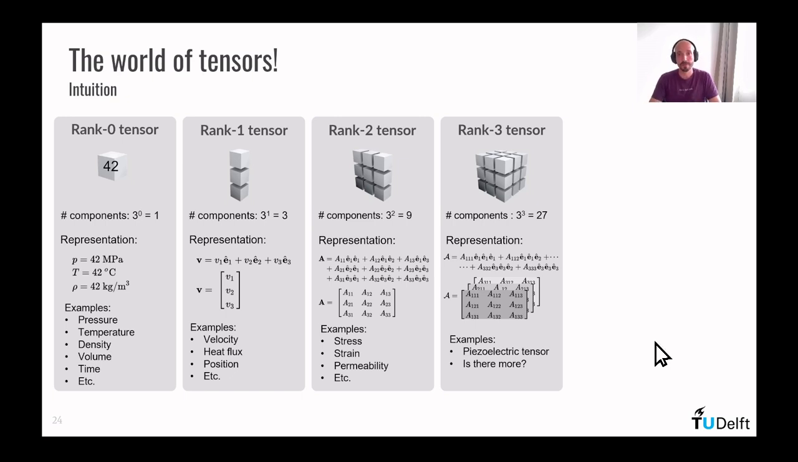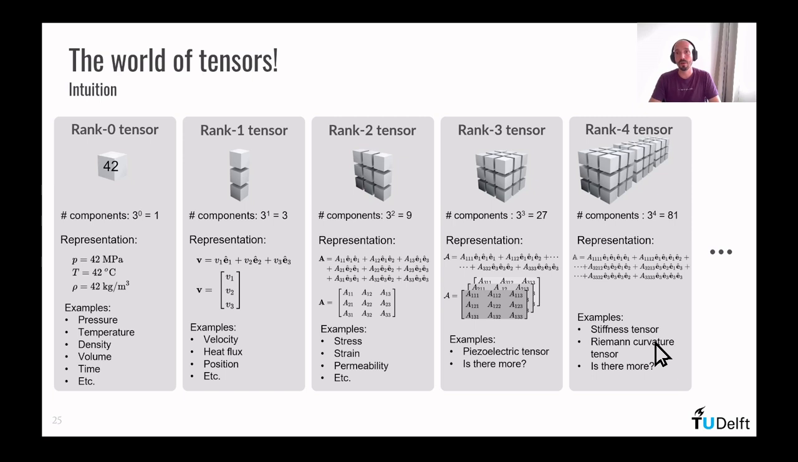Now, a rank 4 tensor has 3 to the power 4, which is 81 components, and the representation is like this. Each component is associated with 4 directions. Now it becomes more difficult to use the representation of a matrix.